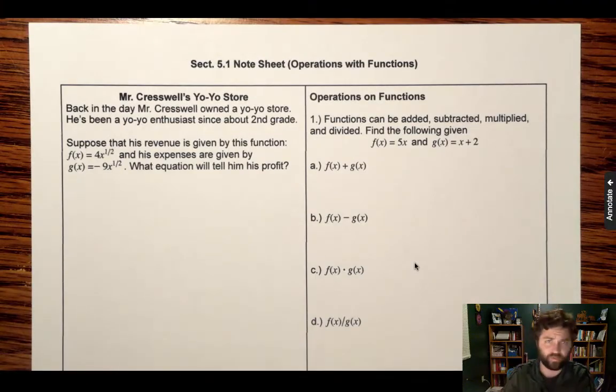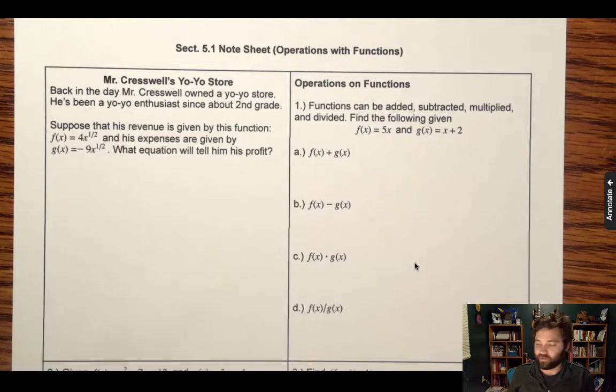All right, let's go with section 5.1, operations with functions. So start off with a little bit of a word problem here. If we were in class, I would do some yo-yo tricks, but we're not. So I guess I'm just going to redo the problem.